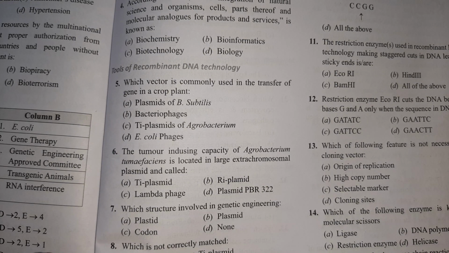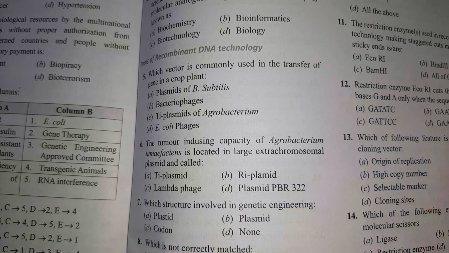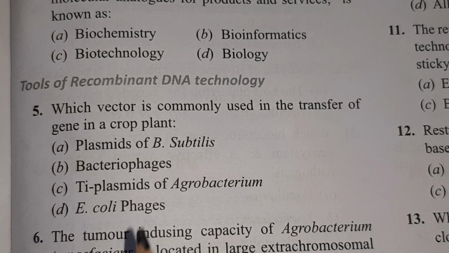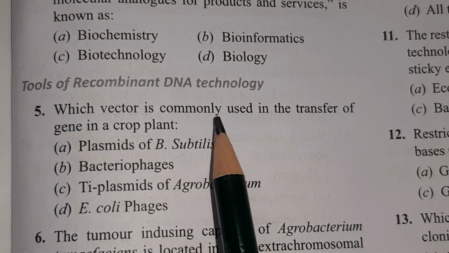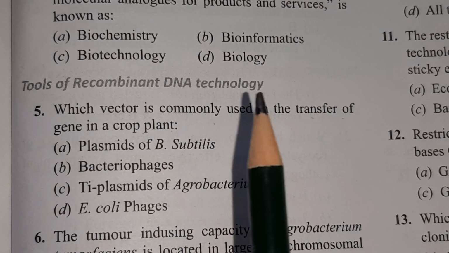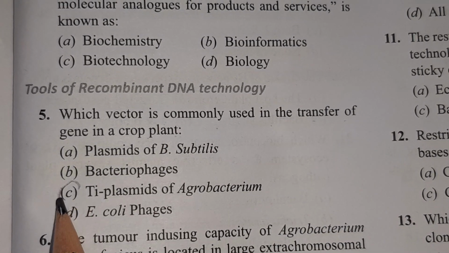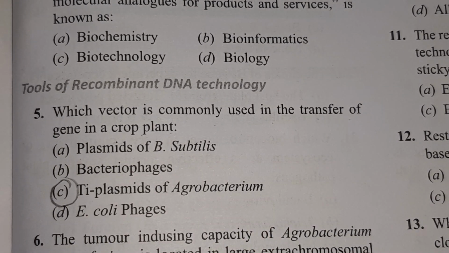In today's video, we will look at some questions from the chapter Biotechnology: Principles and Processes, which is chapter 11 of class 12th NCERT biology textbook. Let's look at the first question. Which vector is commonly used in the transfer of gene in a crop plant? The answer is Ti plasmid of Agrobacterium.